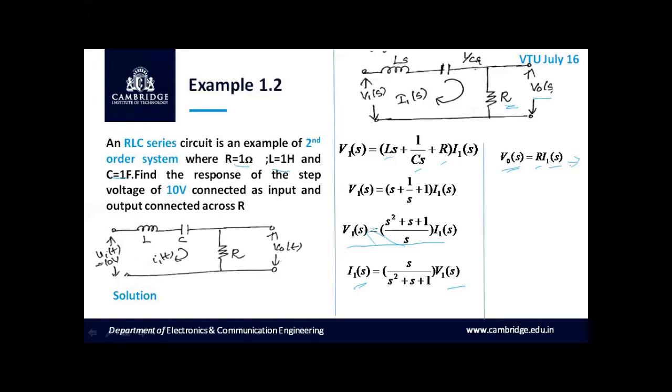Now I can substitute for I1 of S in the expression for V naught of S. Once after substitution, V naught of S will be equal to R into S divided by S square plus S plus 1, into V1 of S. So now the transfer function is given by V naught of S divided by Vi of S, equal to S divided by S square plus S plus 1. So now we have obtained the transfer function for the given electrical network. The question is to find the response to the step voltage of 10 volt. So the input is not a unit step. It is given with a magnitude A of 10 volt.